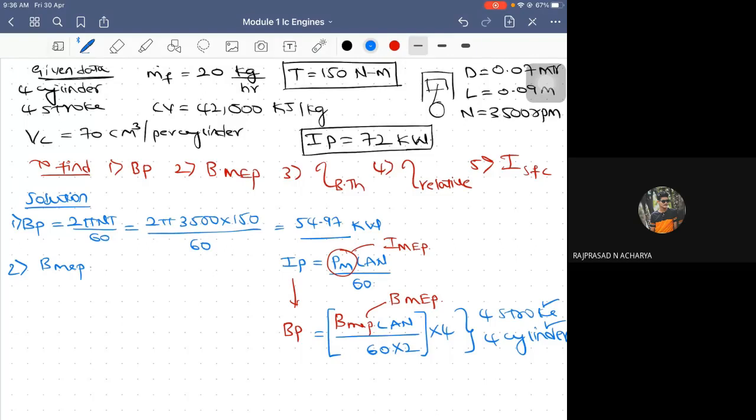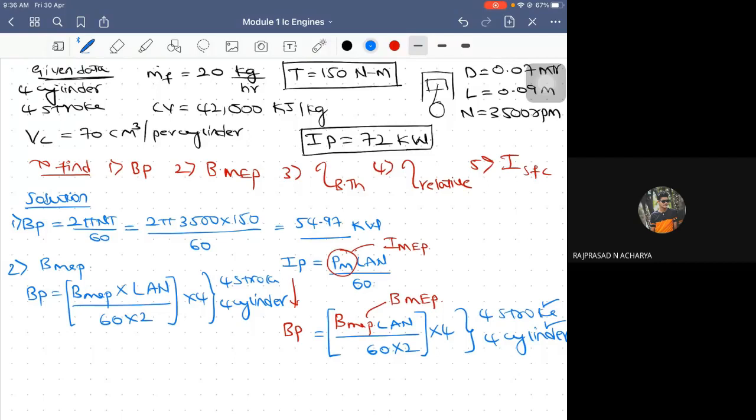Okay. So BP is equal to brake mean effective pressure cross L A divided by 60 cross 2 into 4, and this particular formula is for a 4-stroke, 4-cylinder engine. Now I guess all parameters you have, just substitute the values.